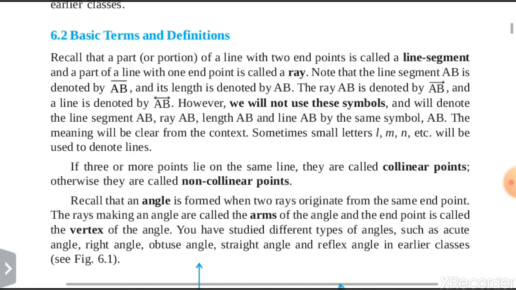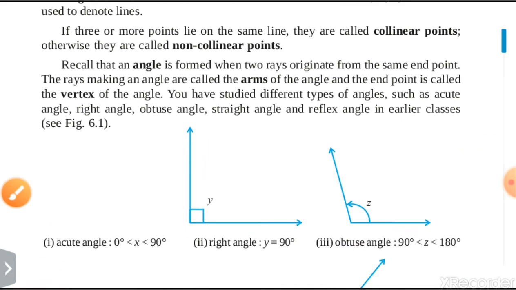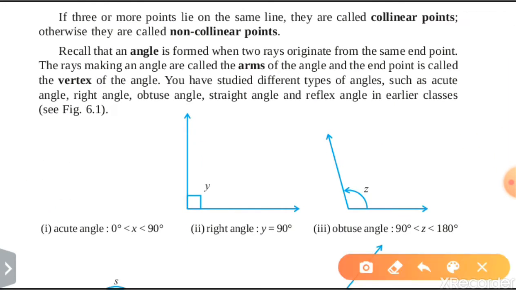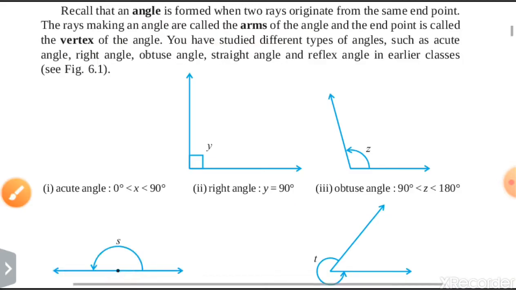Now the angle. You can see that the angle is made by the arms. These are the arms and this is the angle, and the point where these two rays start is known as the vertex. Now move to the next part.